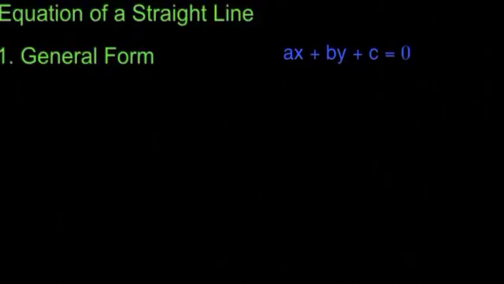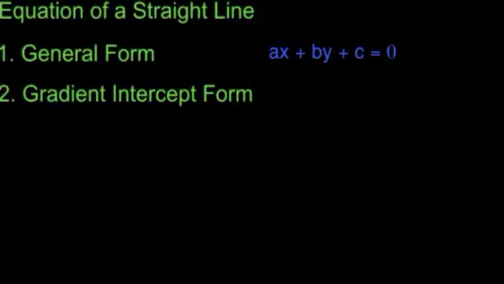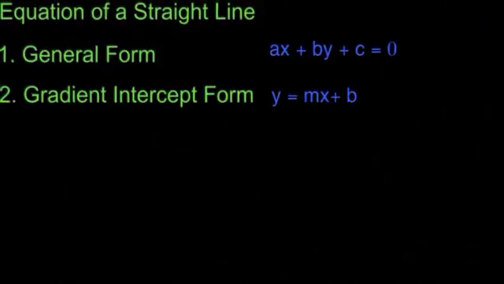The second form is also familiar, the gradient-intercept form, and it takes on the form of y = mx + b, where m is the gradient of the line and b is the y-intercept of the line.